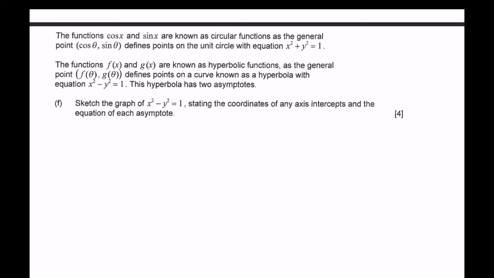In the first question, we have to sketch the graph of x square minus y square equals 1, stating the coordinates of any axis intercepts and the equation of each asymptote. So let's try to find the asymptotes first. For hyperbolas, in order to find asymptotes, there is one really simple method. That is, we have to replace this 1 with a 0 in the curve equation, and the solution of this new equation will give you the 2 asymptotes.